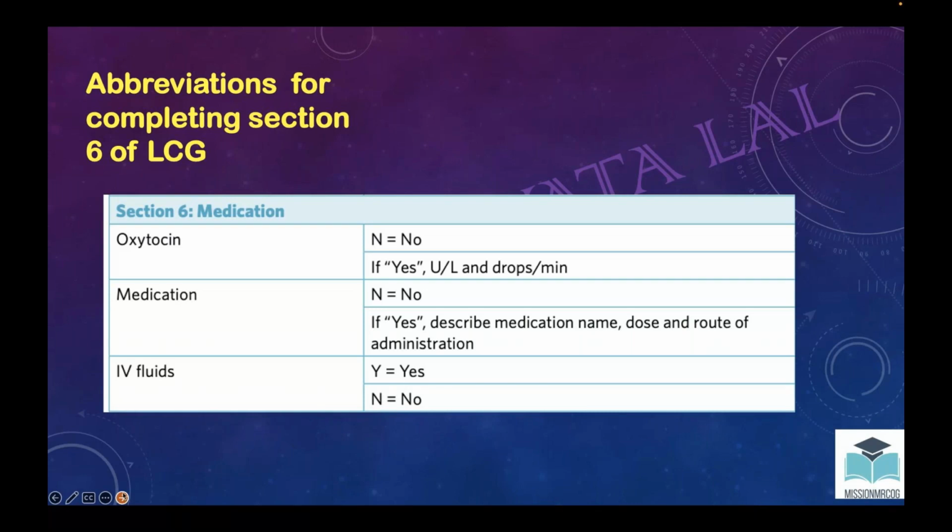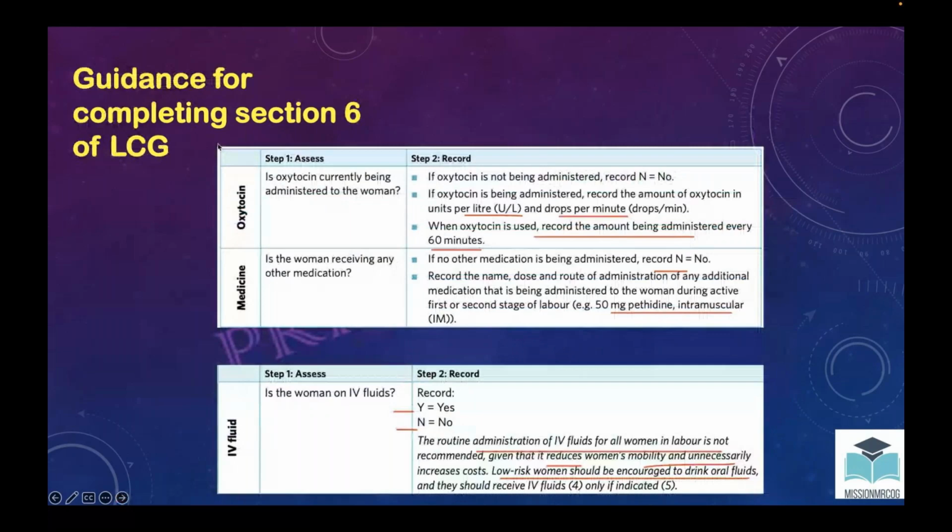About the oxytocin: if it is being administered, you need to write units per liter or drops per minute, and if oxytocin is used, then record the amount every 60 minutes. They have to check for oxytocin. Now any medication: if it is not there, then no. If it is there, then they have to put the name, dose, and route. For example, 50 milligram pethidine intramuscularly. So dose, name, and route.